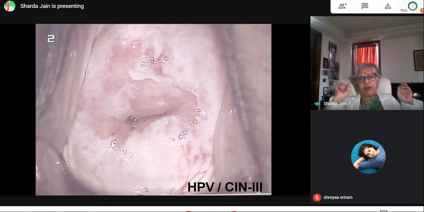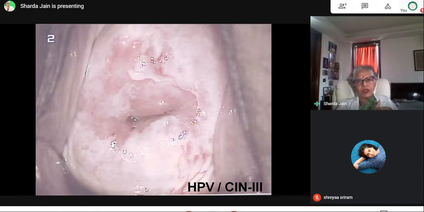You cannot see the underlying tissue anywhere at all. So we graded it as grade 3. It also was confirmed as CIN3 and she was also HPV positive.